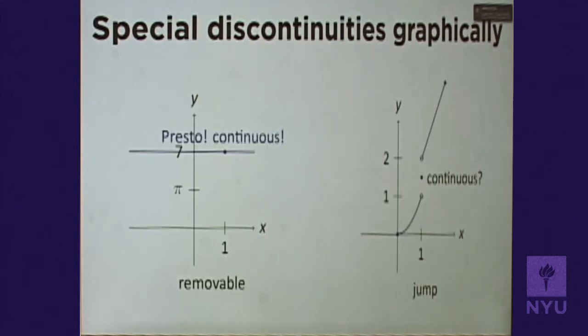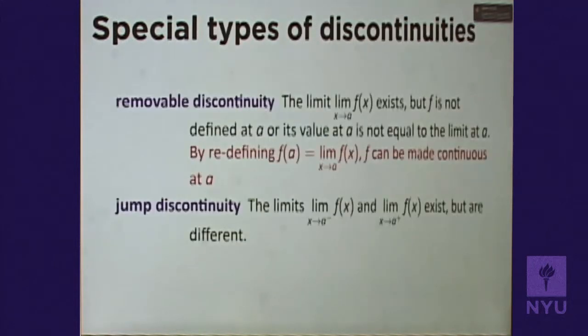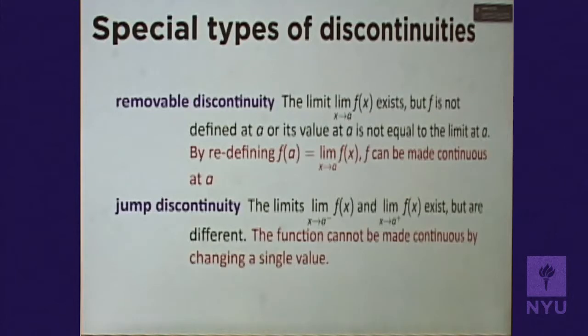So on the left-hand side, we were able to remove the discontinuity, but no amount of fiddling with f of 1 is going to create a continuous function on this example on the right-hand side. Okay, so a removable discontinuity can be removed if all you needed to do was change one point. But this is not the case for a jump discontinuity. You can't make it continuous by changing the value at one point.